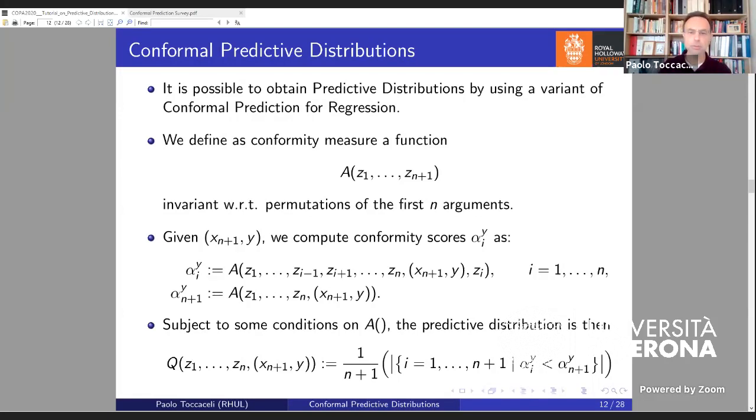So subject to some conditions on the function capital A, the predictive distribution is given simply by counting the alphas that are less than the alpha of the n+1, corresponding to the n+1 element, and dividing this by n+1. So you could view it, as some people observed before, as a sort of rank statistic.